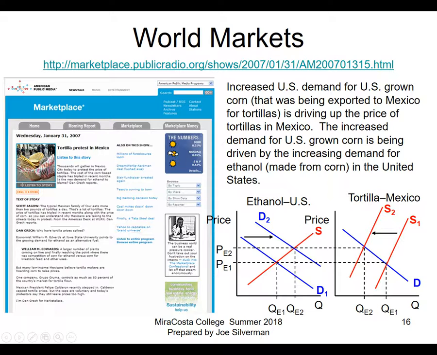Remember, corn can go into one of two things. It can go into making ethanol, which will then be mixed in with gasoline, or it can go into making some kind of food product, like let's say corn tortillas in Mexico. So it turns out Mexico imports quite a bit of corn from the United States to turn into tortillas. The increased demand for corn in the U.S. because of ethanol production led to an increase in the price of corn going into Mexican tortillas.